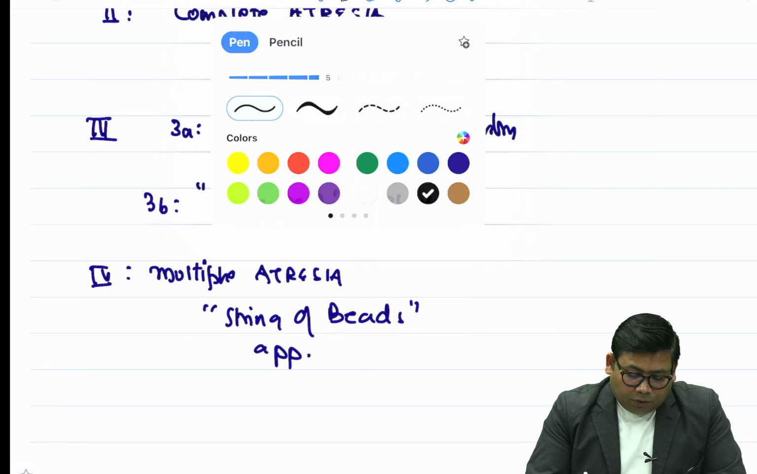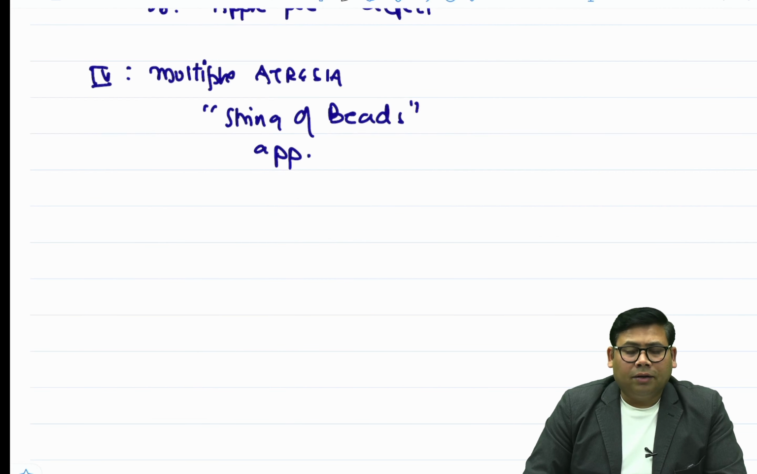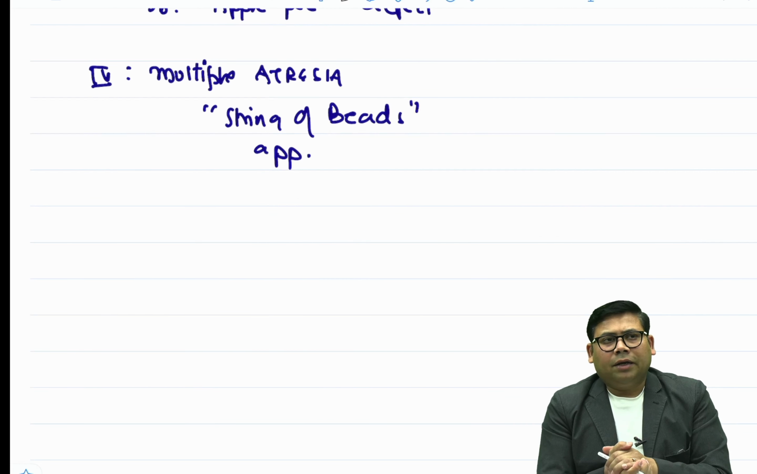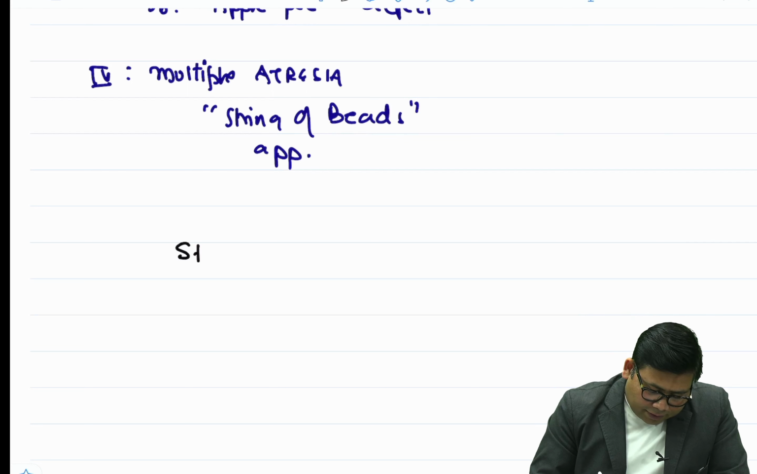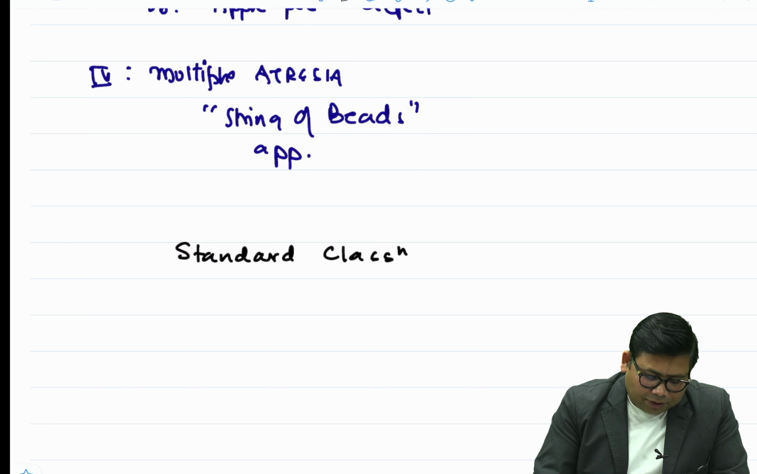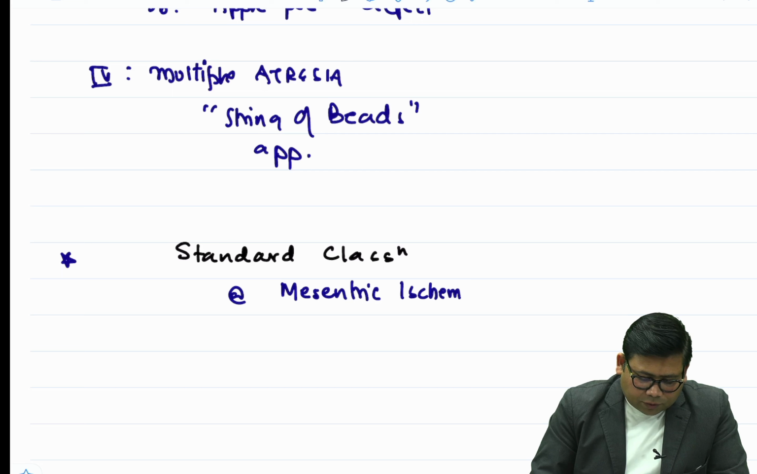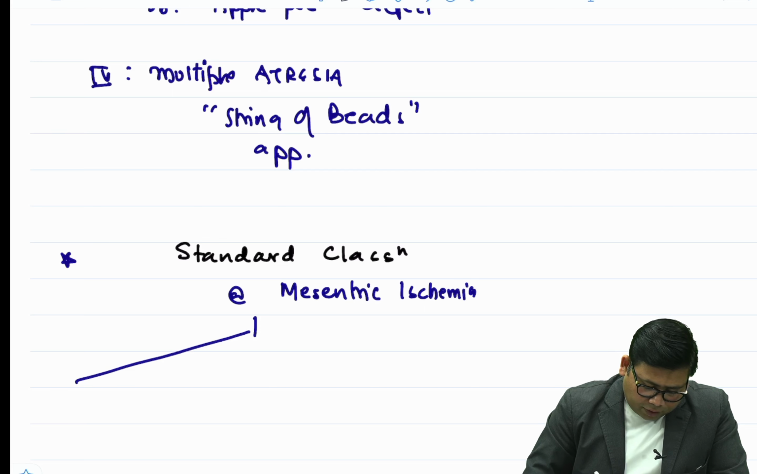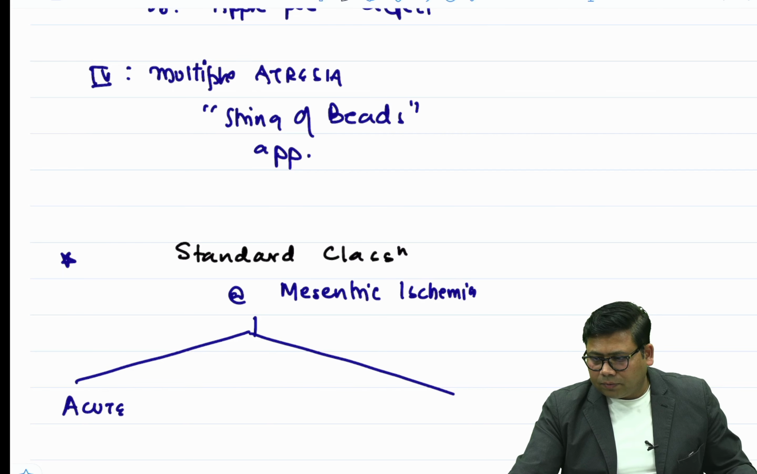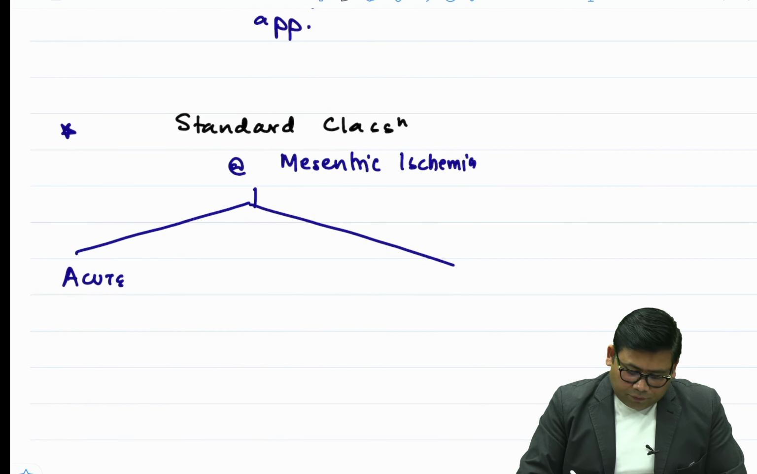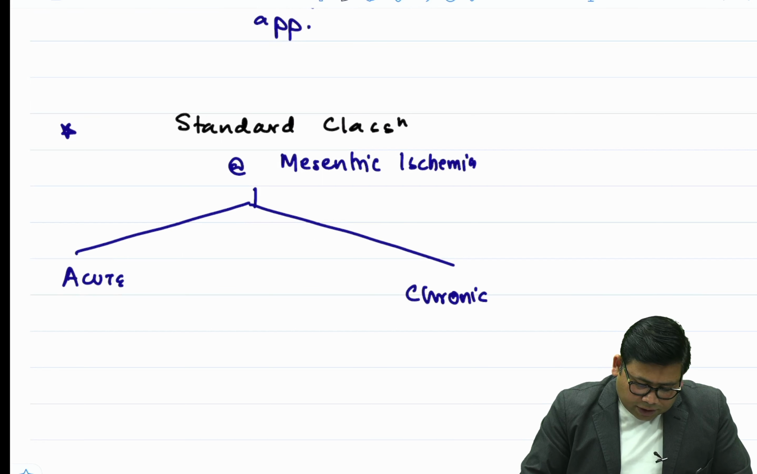Then when we talk about other classifications of the small intestine, we have one more classification, the standard classification. What is this standard classification? This is for mesenteric ischemia. Now according to this, we have two types of mesenteric ischemia: acute mesenteric ischemia and chronic mesenteric ischemia.